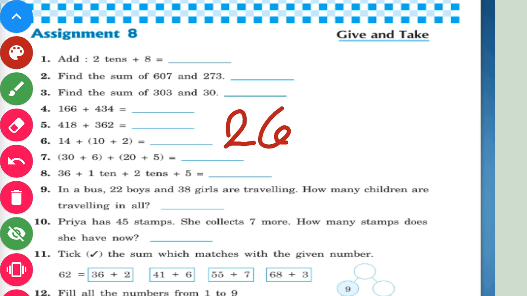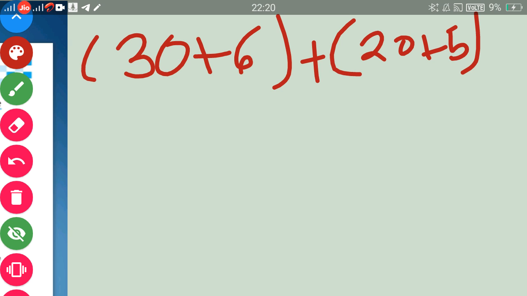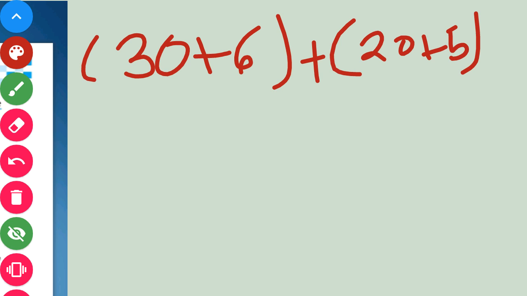Again, question number 7. In one bracket, we are having 30 plus 6 and in another bracket, we are having 20 plus 5. Let us do it. We are having 30 plus 6 in one bracket and 20 plus 5 in another. Let us solve this.